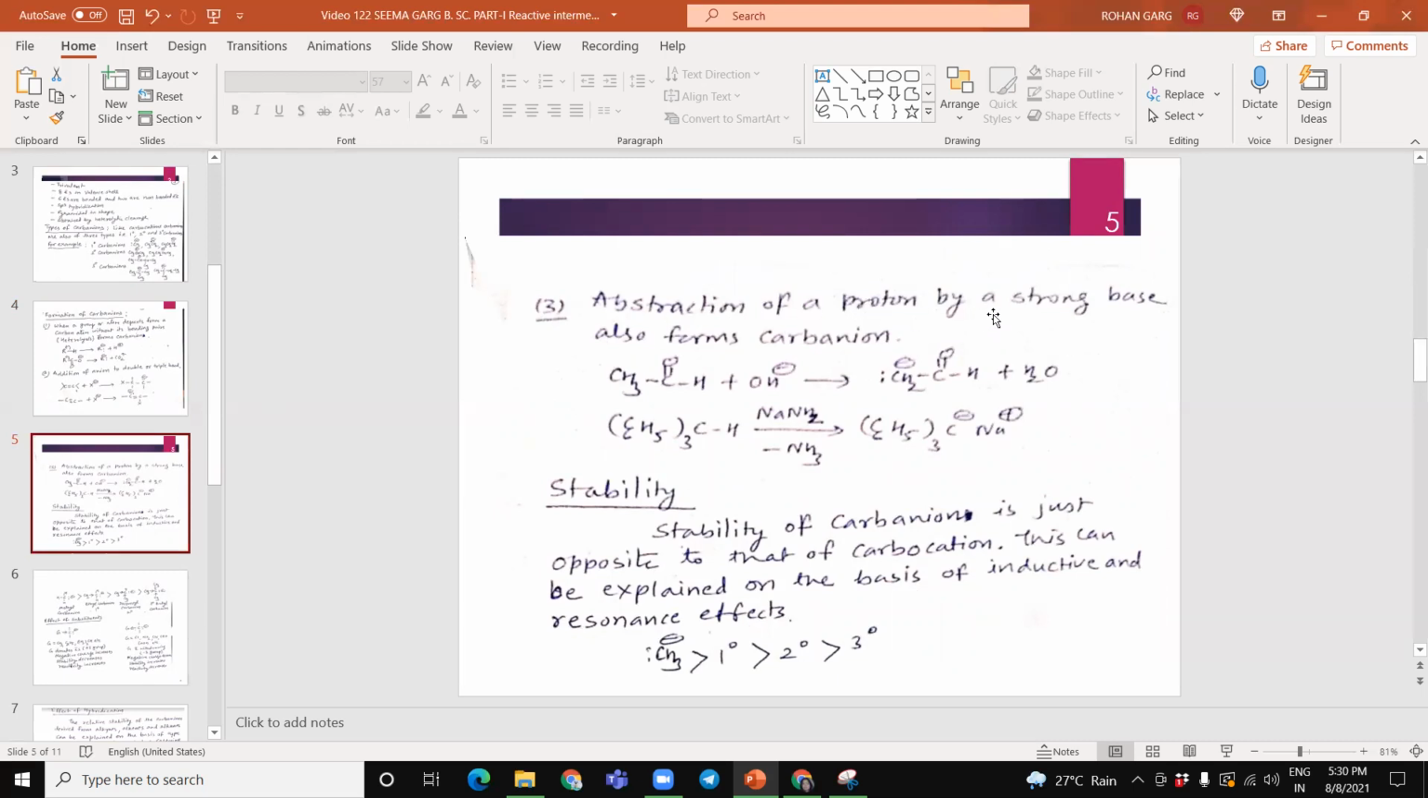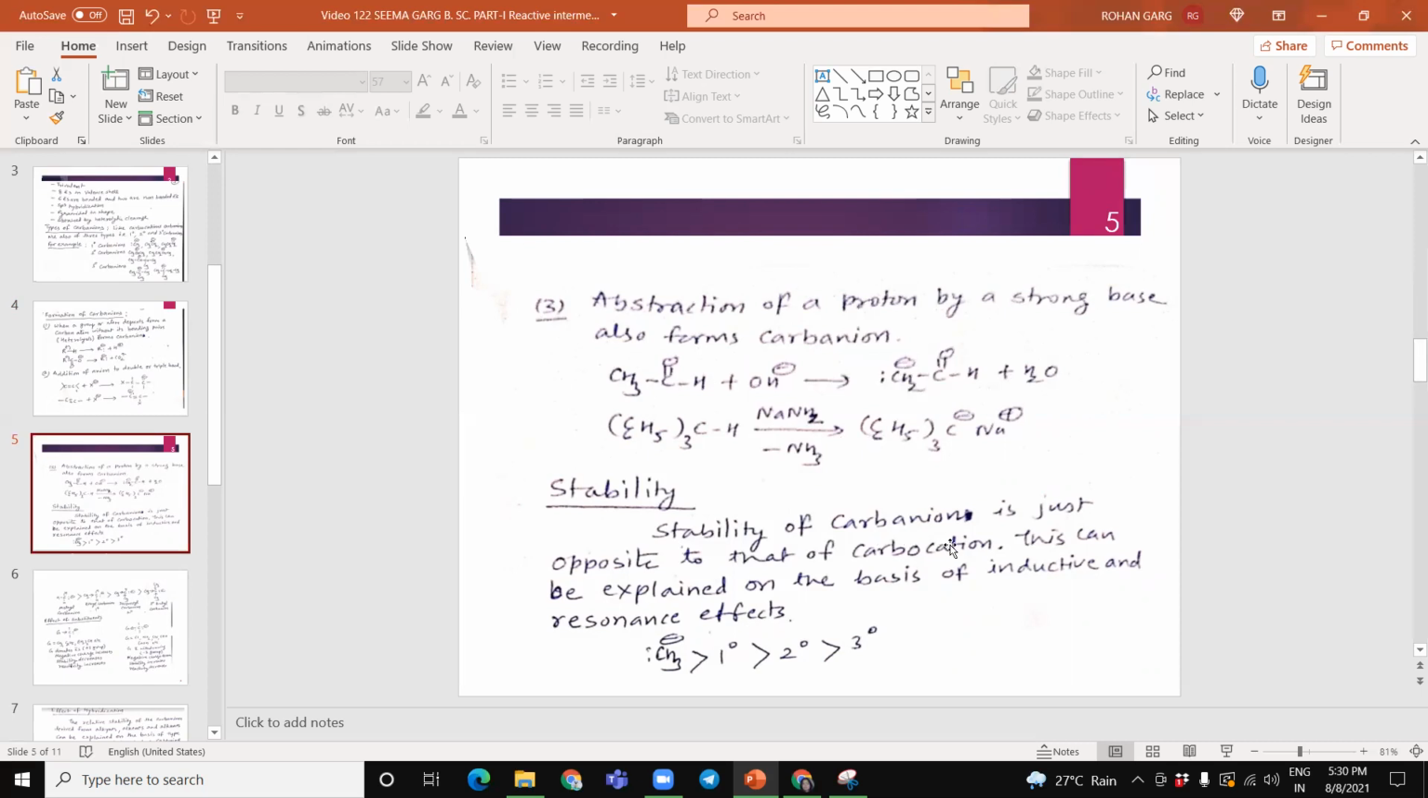Abstraction of a proton by a strong base also forms carbanions. See here, it is an aldehyde. When this proton is abstracted from the alkyl group, it will form a carbanion. It occurs in aldol condensation. Here, sodamide also forms this carbanion.